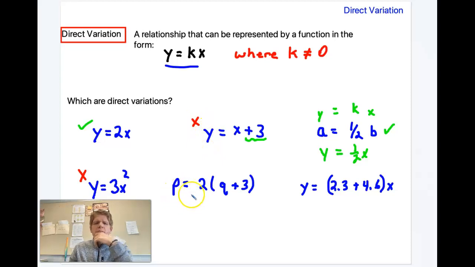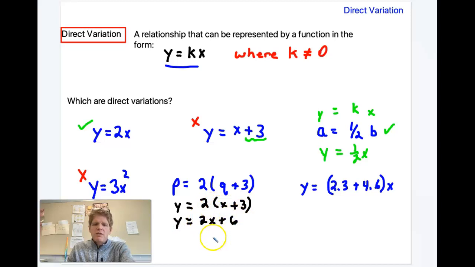How about this one? p is equal to 2 times (q plus 3). Well, initially, that doesn't look much like a direct variation equation, so let's see what we can do. Let's replace p with y, and we'll replace q with x. And then we'll do our distributive property. So y is equal to 2 times x plus 2 times 3, which is 6. So we have a y, and we have a k, and we have an x, but we also have this addition of 6. So this is not a direct variation equation because it does not match the form y equals kx.